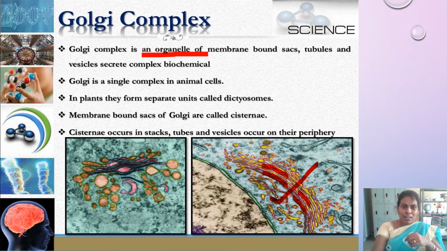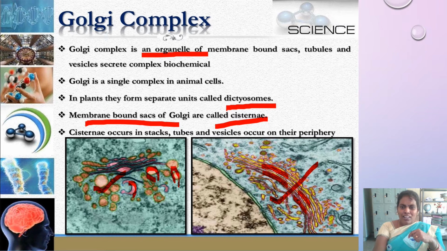If you observe the plant cell, they form separate units. They look like small bag-like structures. See here, all these bag-like structures are called sacs or vesicles. These separate units are called dictyosomes. In the case of plants, the Golgi complex forms separate units which are called dictyosomes. And already I told you, the membrane-bound sacs of the Golgi are called cisternae.